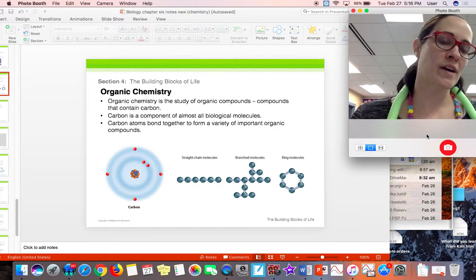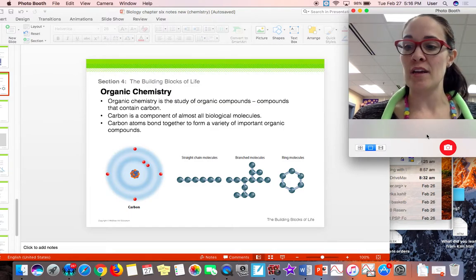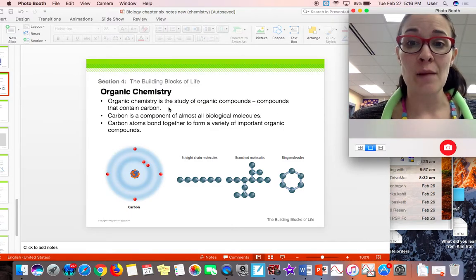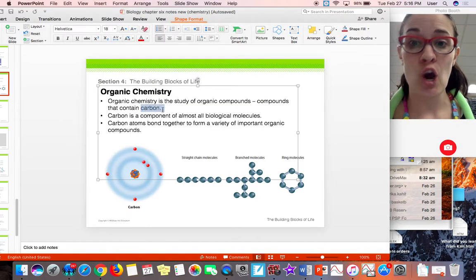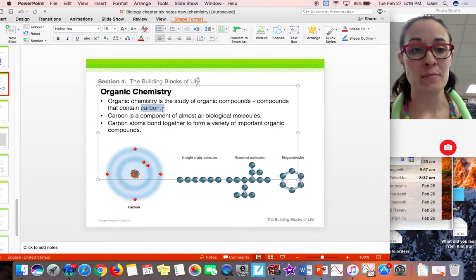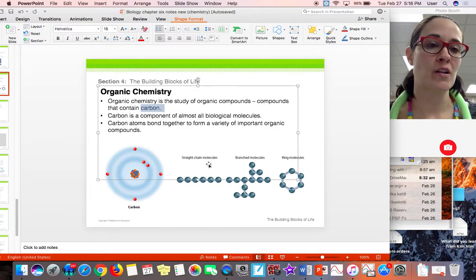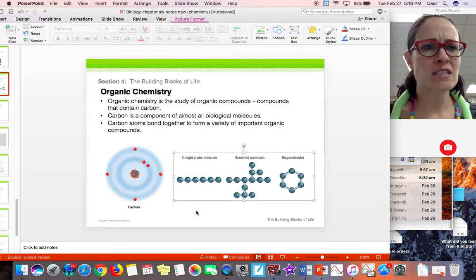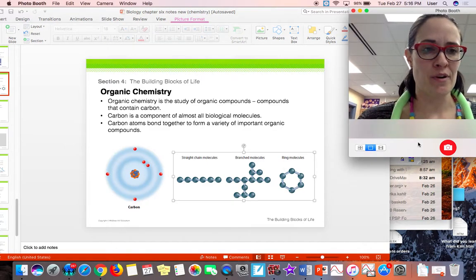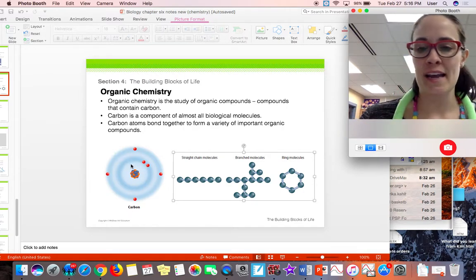So what makes it organic rather than general chemistry? Organic chemistry is chemistry that involves compounds that contain carbon. They contain the atom carbon, the element carbon. And carbon is found in most biological molecules. Carbon has some very cool bonding properties that make it the essential component in biological organic compounds.